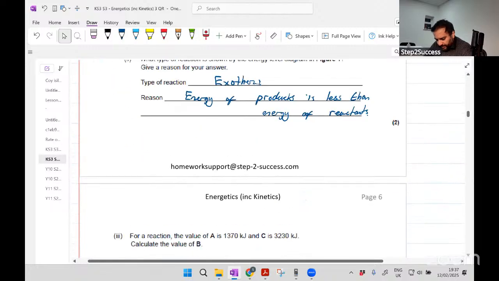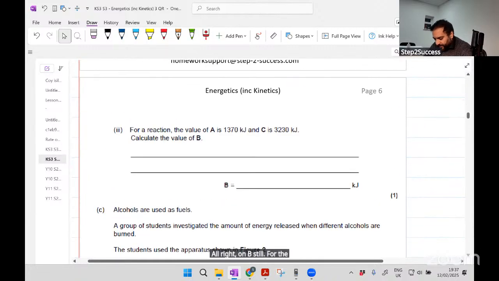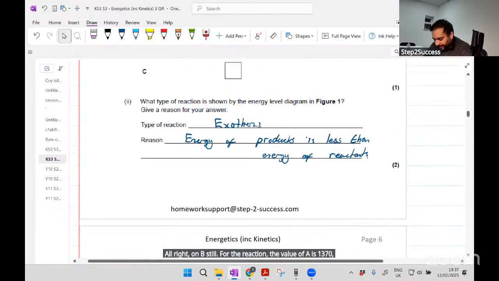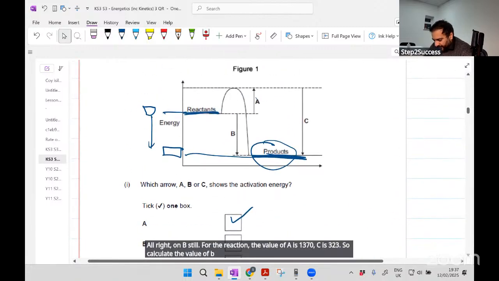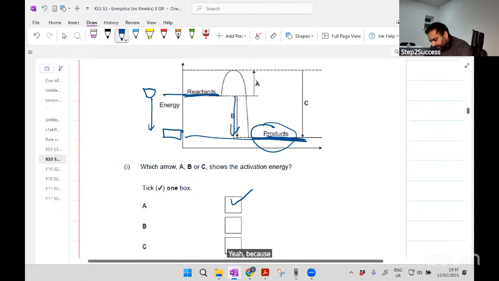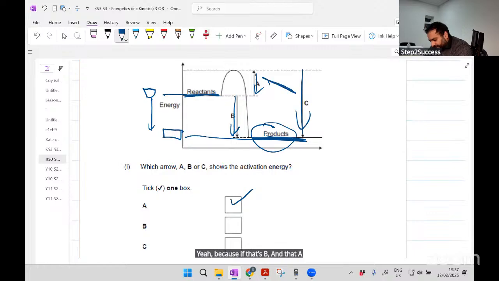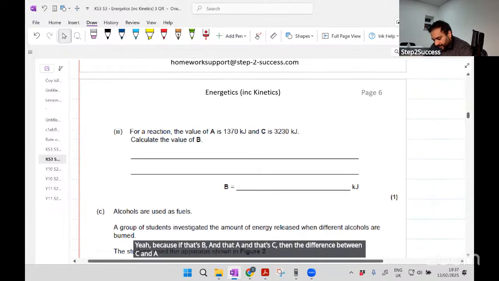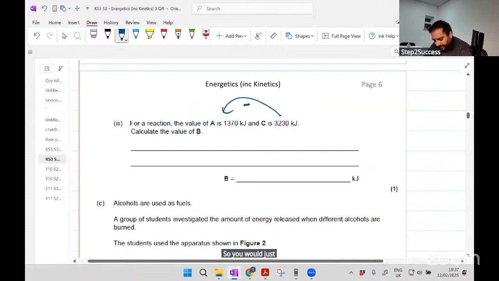All right, on B still. For the reaction, the value of A is 1370, C is 3230. So calculate the value of B. I usually do one take away the other, don't you? Because if that's B, and that's A and that's C, then the difference between C and A is what B is. So you would just take that away from that, and you should be fine.